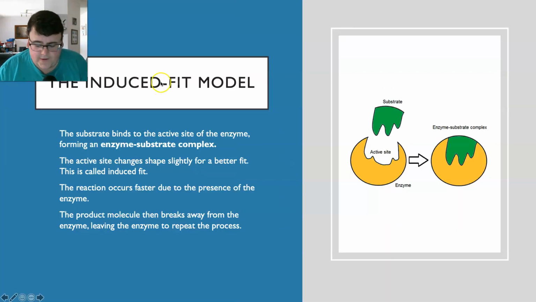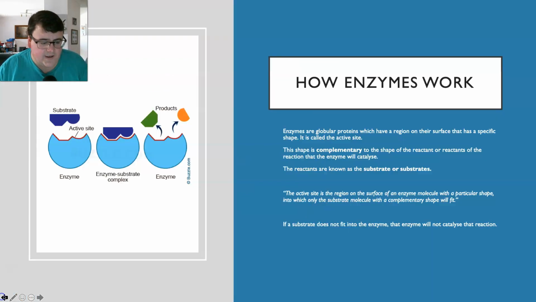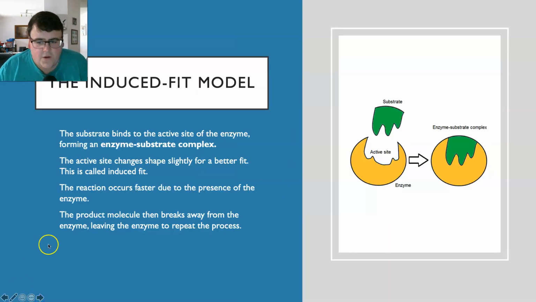Now, truthfully, if we go back for a second, it's not just a nice, easy fit here. This is a perfect fit in this picture, but that's not really how it works in real life. What actually happens is you have something called the induced fit model, where you can see the enzyme here has the complementary shape to the substrate, but it's not perfect.